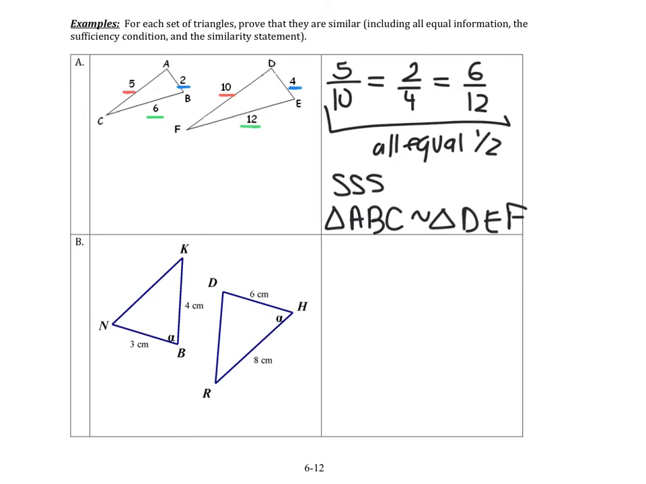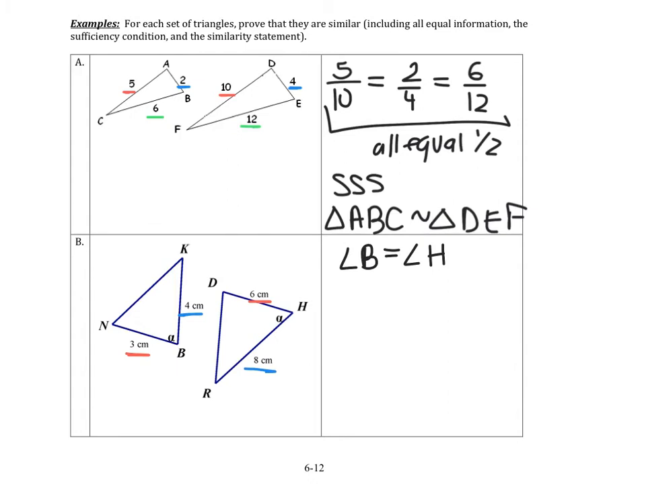Let's try another one. I don't have all three sides, so I know I'm not going to use side, side, side, but I have two sides and the contained angle of each. So right now, just using the angle notation, I can tell that angle B is equal to angle H. I don't have any other angles, so I have to rely on my ratios. It looks like these angles aren't perfectly lined up, but the 3, I think, matches the 6, and the 4 would match the 8.